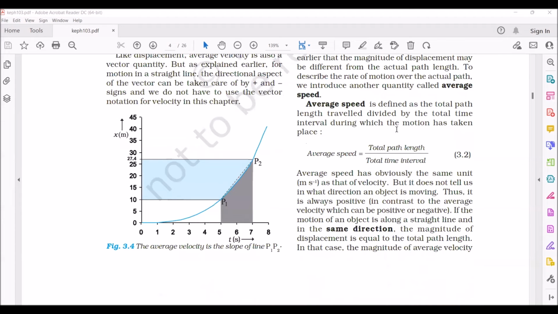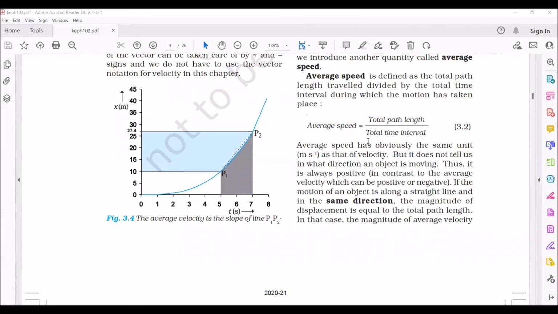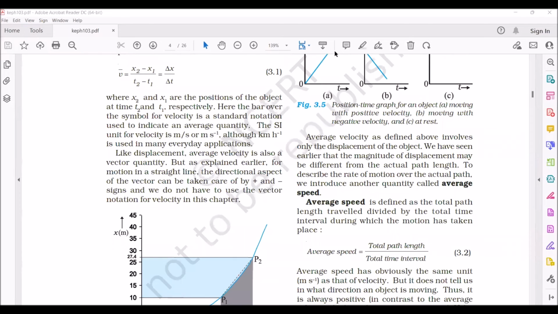Now, what is the difference between average speed and average velocity? Average velocity can be either positive or negative and has direction, whereas average speed does not have direction. When the object is moving in a straight line, the average velocity and the average speed both become the same. But when the object is not moving in a straight line, the actual path length is different from the displacement. At that time, the displacement and the distance are different, so the average speed and the average velocity are different.